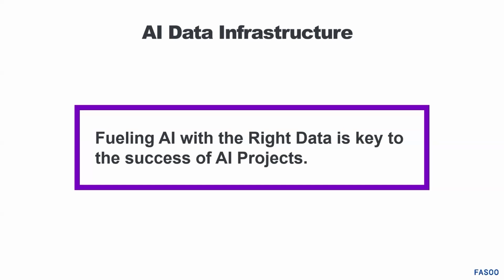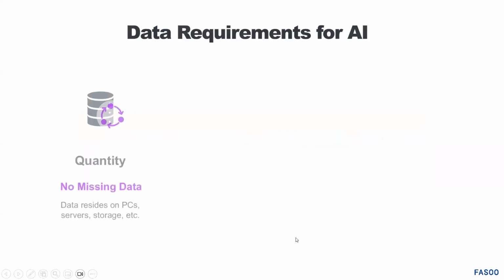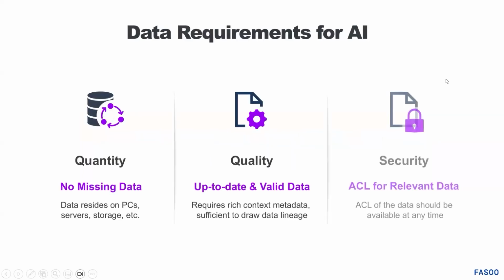What is it? Where is it? Is it current? And is it relevant? So these are a lot of the issues that we need to concern ourselves with. So let's look at the three pillars that I was talking about: quantity, quality, and security.